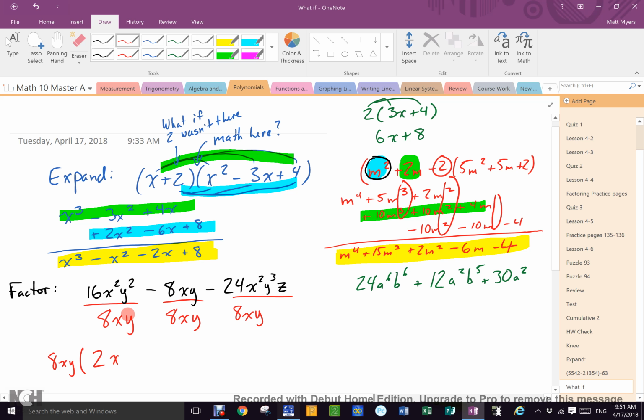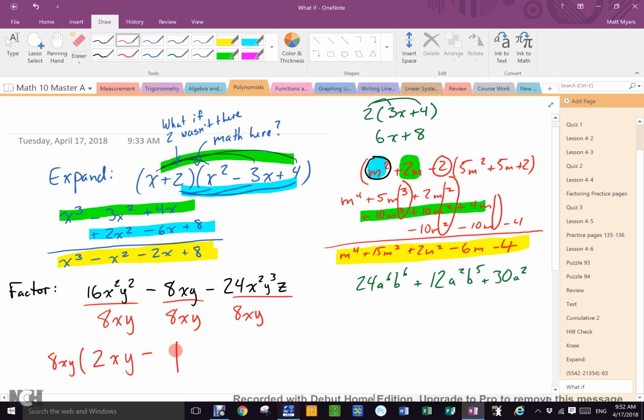X. Y squared divided by Y. Y. Just like in our exponent unit that we just finished. Minus. What's 8 divided by 8? 1. Would we write it? No. What's X divided by X? 1. Y divided by Y? 1. Hey, wait a minute. They're all, we would never write them. But I still have to write something here, don't I? I can't write 0, so what do I write?